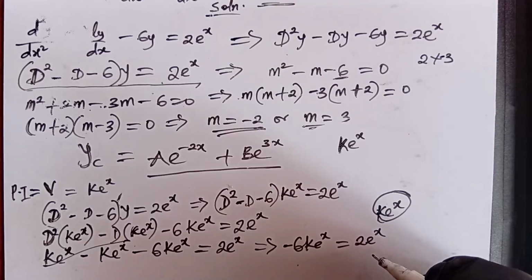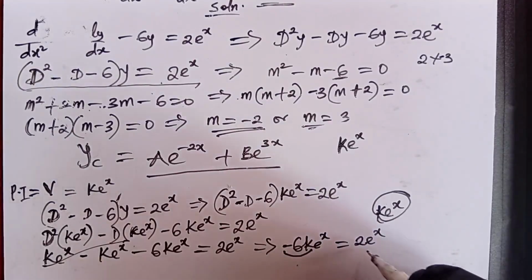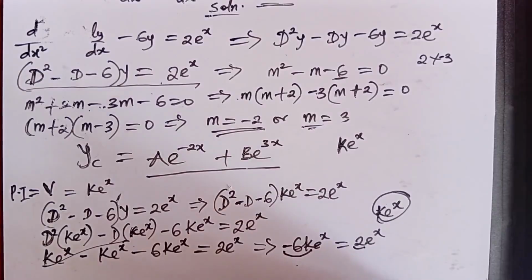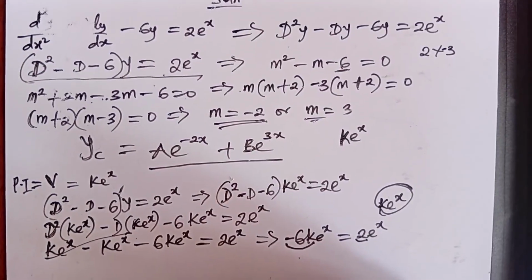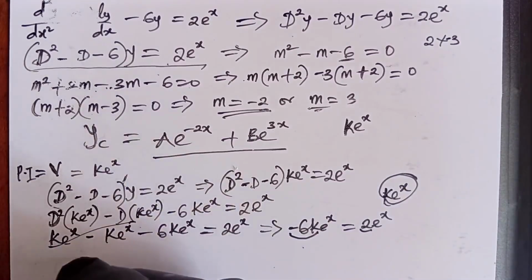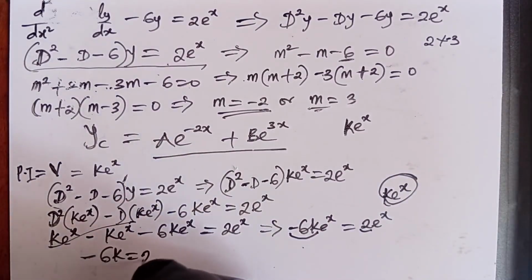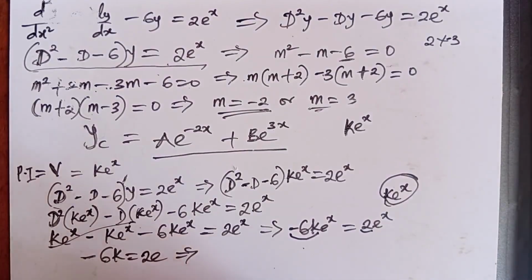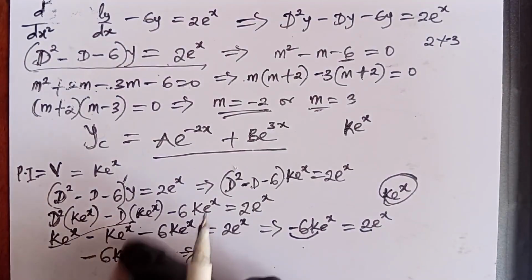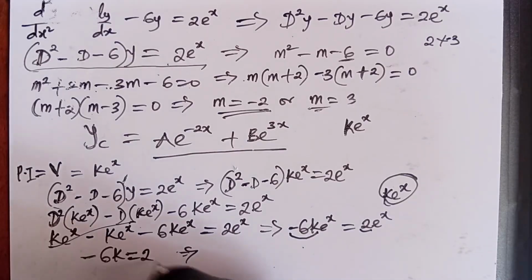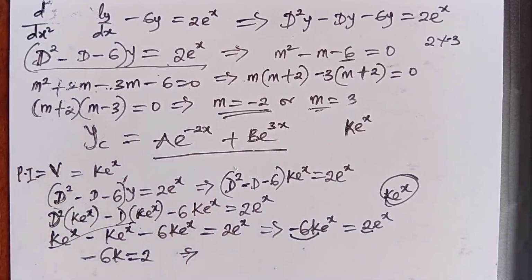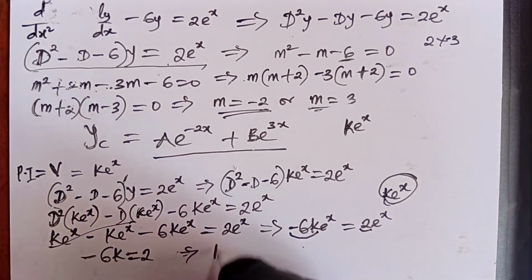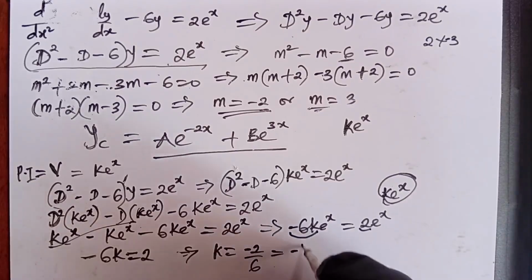We have minus 6k e to the x is equal to 2e to the x. So comparing coefficients, minus 6k is equal to 2. Dividing both sides by minus 6, k will be equal to minus 2 over 6, and that's equal to minus 1 over 3.